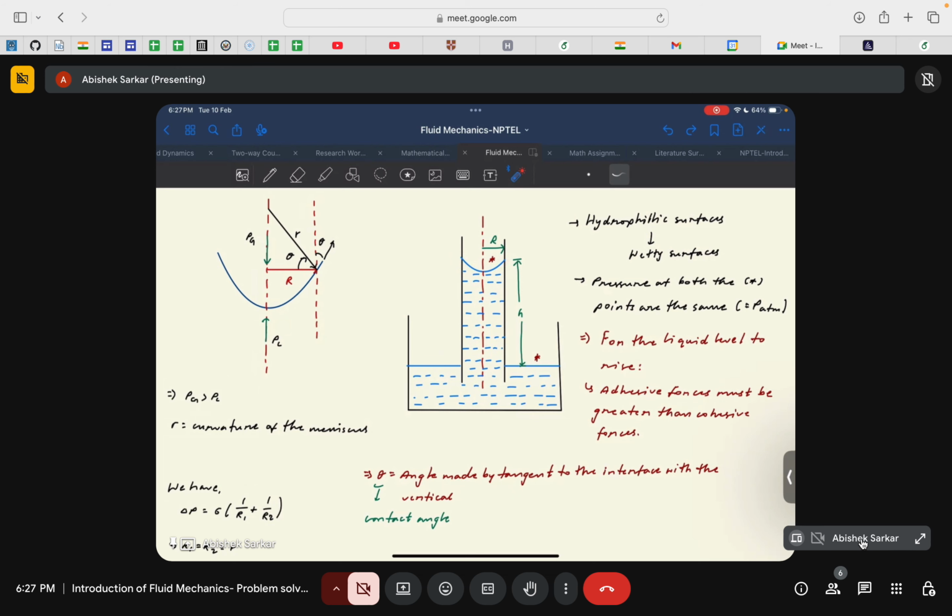Okay, so you will see why that occurs, and as one of the students rightly pointed out, in the case of mercury, the meniscus shape will change because of the difference in angle of contact between the interface and the glass surface. That will change the shape of the meniscus, but in the case of water, we get the meniscus shape to be concave.